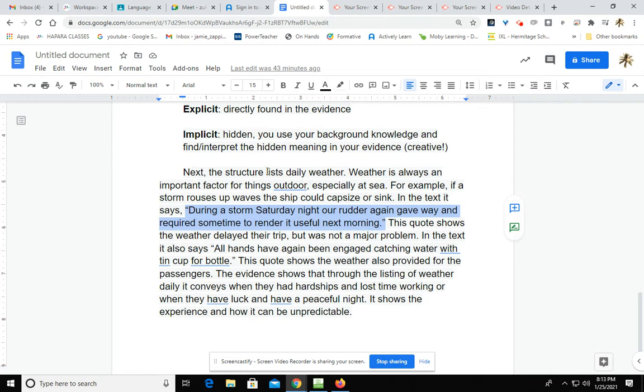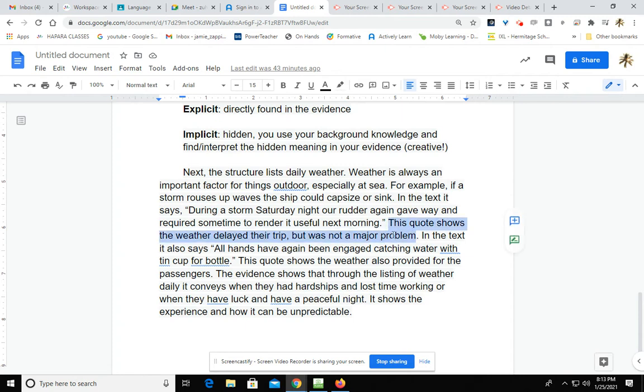So remember, their claim is the structure lists daily weather. And that weather is always an important factor for things outdoors, especially at sea. This evidence right here is basically a great piece of evidence to support the list of weather because they talk about that storm here. Let's see what kind of analysis they give. It says, "this quote shows the weather delayed their trip, but was not a major problem."